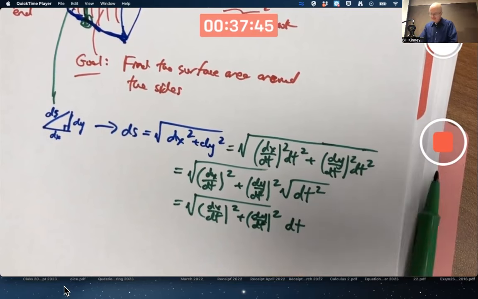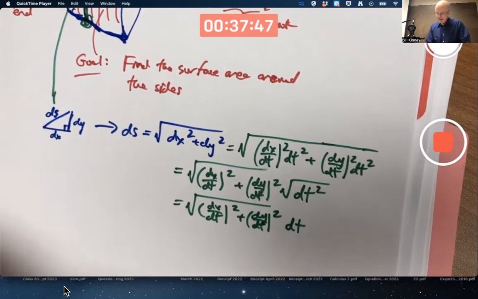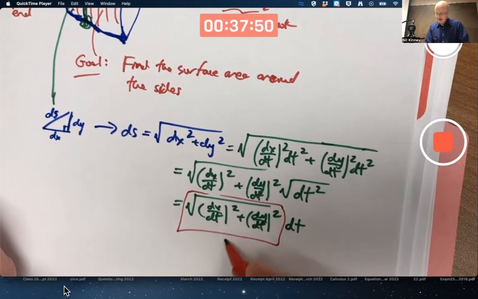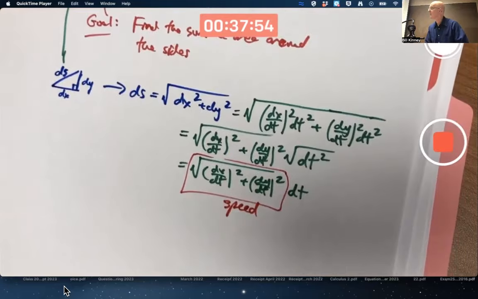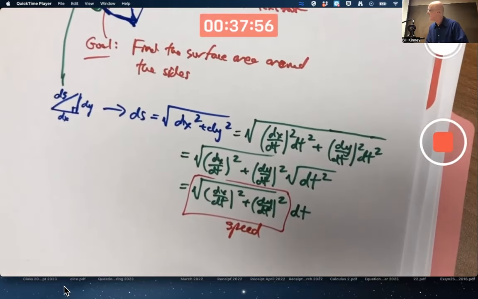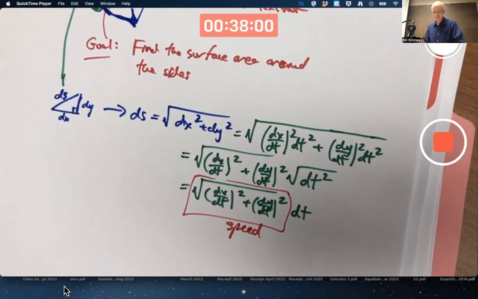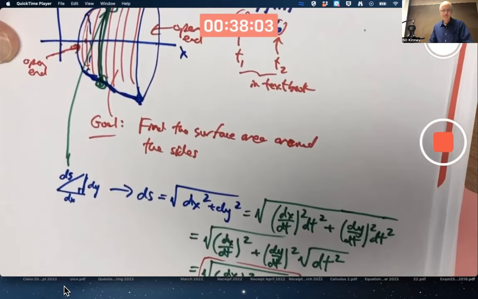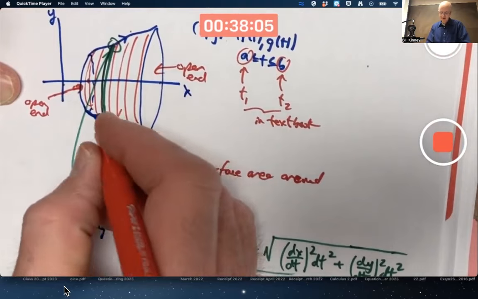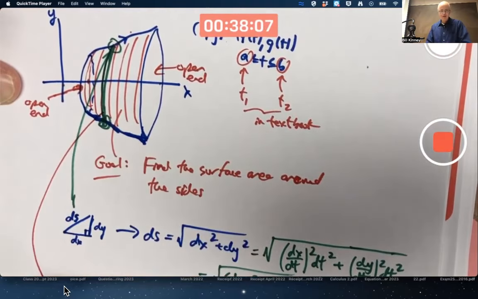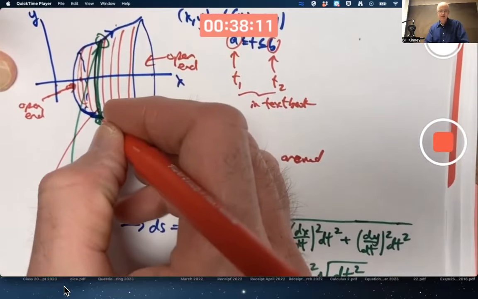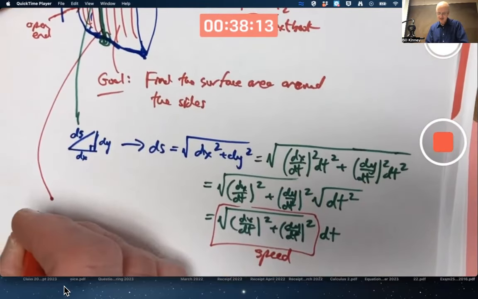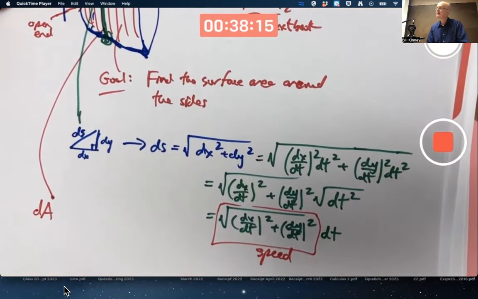Guess what? This is the speed. The formula for the surface area is going to involve the speed along the curve, amazingly. Not only the speed, though. What else is it going to involve? What should I call that? The surface area of this thin slice. Maybe I should call it dA, A meaning area.